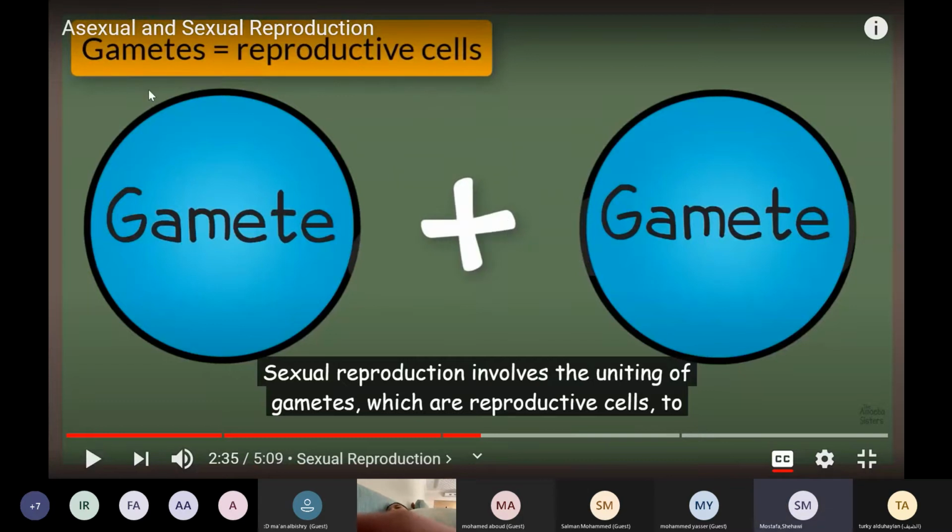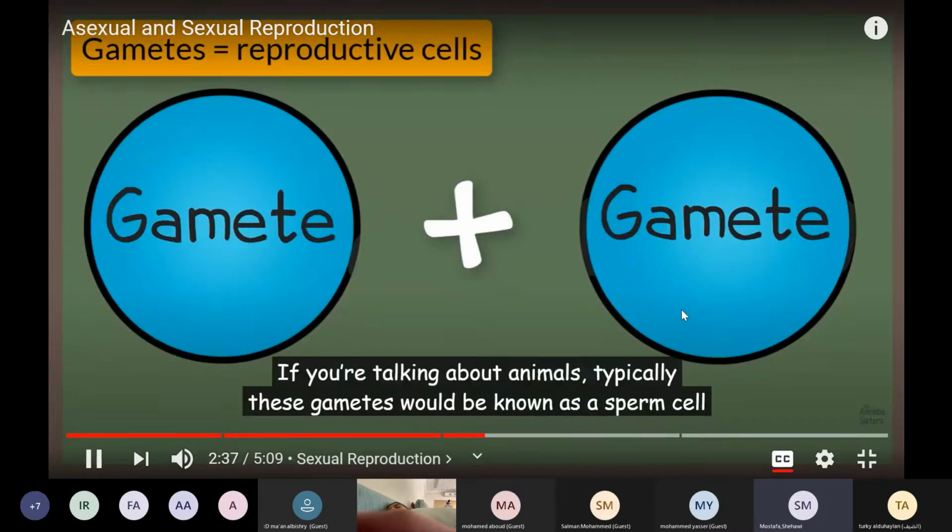Understand the word gamete. Gametes equal reproductive cells or sexual cells. So the male sex cell and the female sex cell, we call them reproductive cells or sex cells. So when I say gamete, I mean male sex cell, and another gamete will be female sex cell, male and female. They will combine together to form a zygote or new fertilized cell.